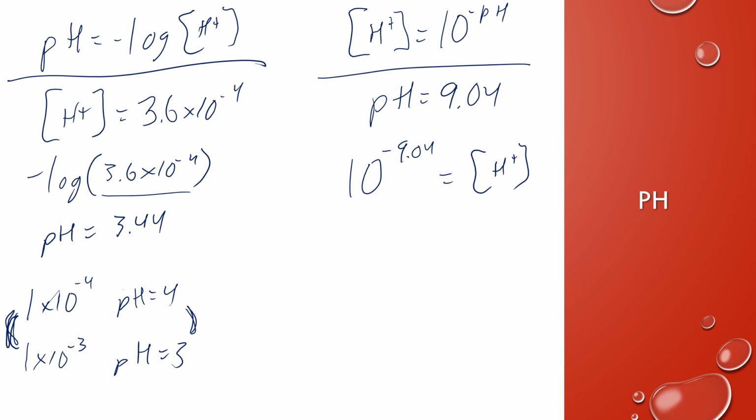And so we would get 9.1 times 10 to the negative 10th, and that's molarity, or you could say moles per cubic decimeter for our hydrogen ion concentration. And it makes sense that this value is very, very small because a pH of 9.04 is pretty basic, so it would make sense you have a very small hydrogen ion concentration.